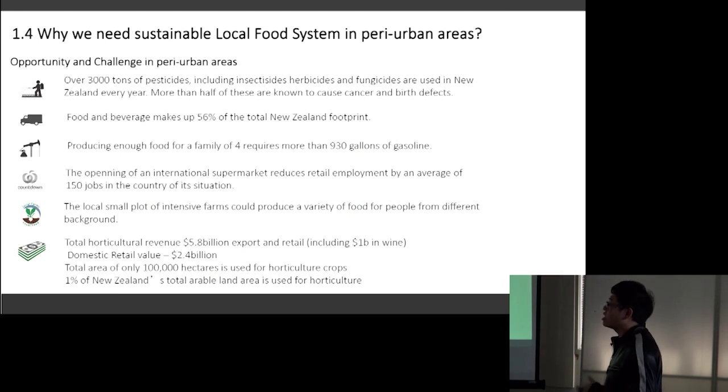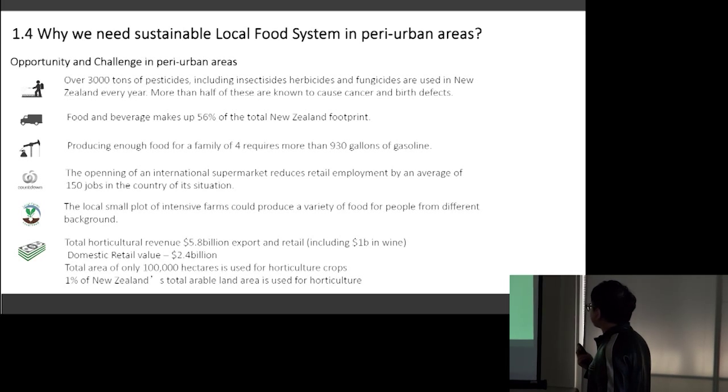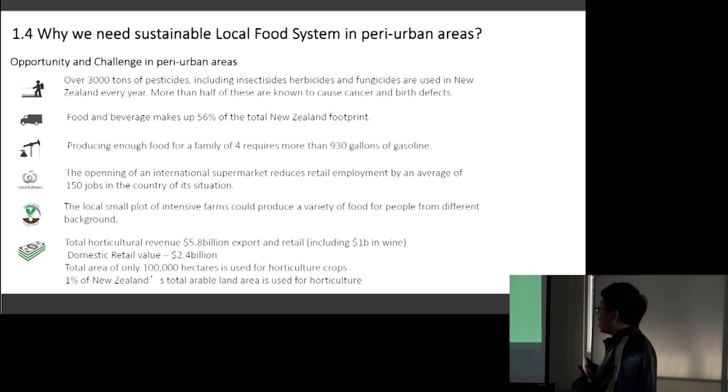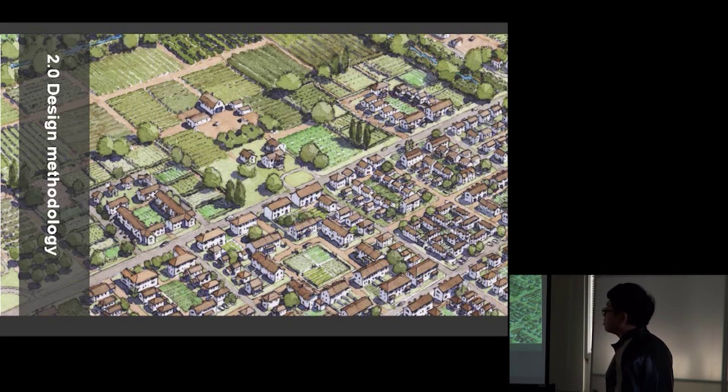Because we have a lot of challenges and opportunities. For example, the existing food system causes health problems and has a long footprint, and it is a fossil fuel-based agricultural system, but we know the fossil fuel is running out. The opportunity is that people have already realized that local food and healthy food are important for their life, and local food could contribute to the local economy. So how could we deal with these challenges and opportunities?